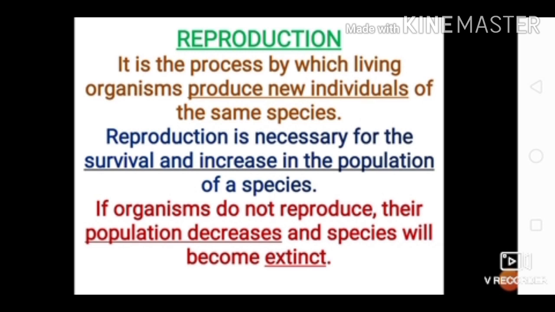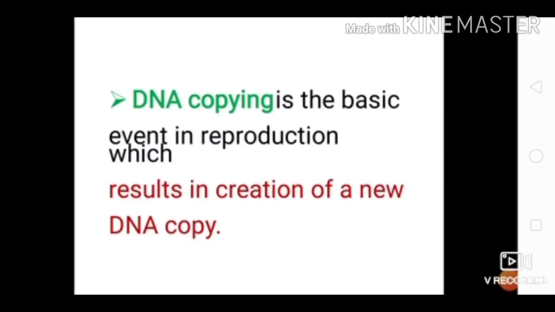Next, we can see that it is the process where new individuals are produced. Why are they produced? To survive and increase the population of that particular species. If there is no reproduction, the population will decrease and the species will become extinct. So now we know that it is a very important process. Though it is not necessary to maintain the life of an individual, for the continuity of the race it is very much important.